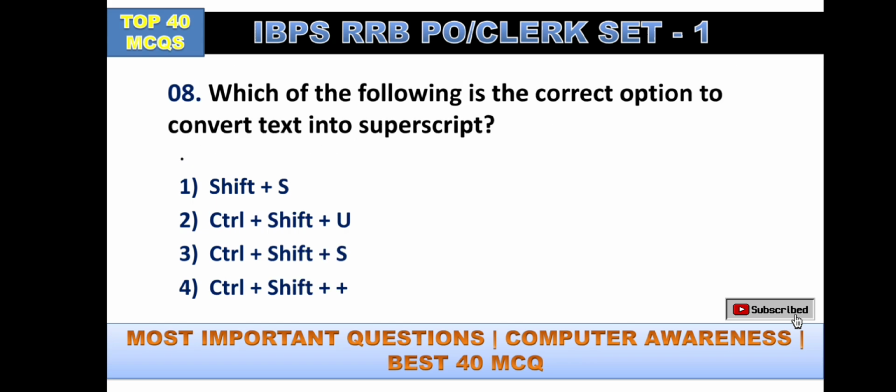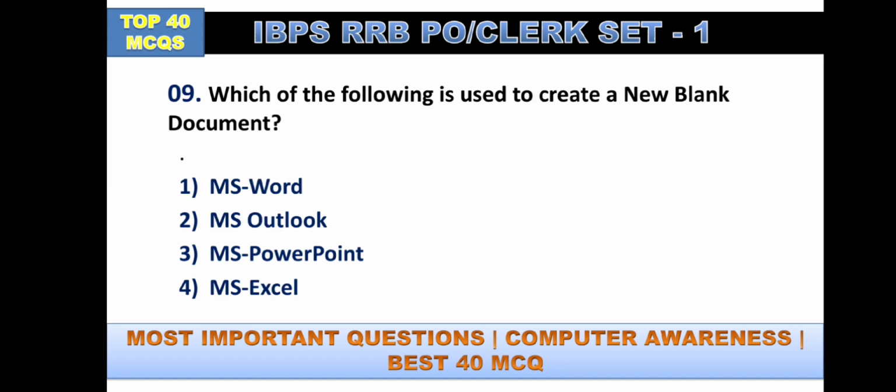Okay. Which of the following is the correct option to convert text into superscript? For converting text into superscript, we can simply press Ctrl plus Shift plus plus. Okay. Which of the following is used to create a new blank document? A new blank document can be created in MS Word only. Okay, here the answer is option number 1.